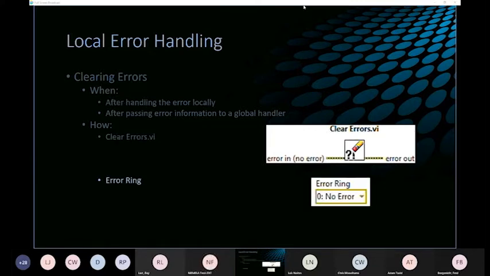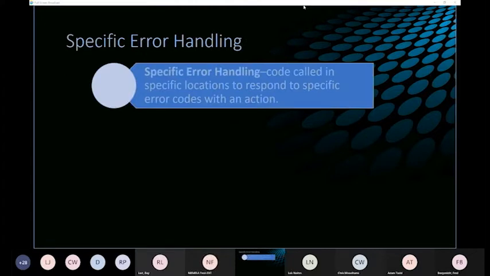Another method we could use is the error ring. If you're not familiar with this, this is a very powerful tool, not only for clearing errors, but for testing your errors. We'll talk about this again later when we talk about testing. So a couple of ways of clearing errors. Also, the empty error cluster you can use as well. So these are all ways to clear an error in your code. Next, we'll talk about specific error handling.